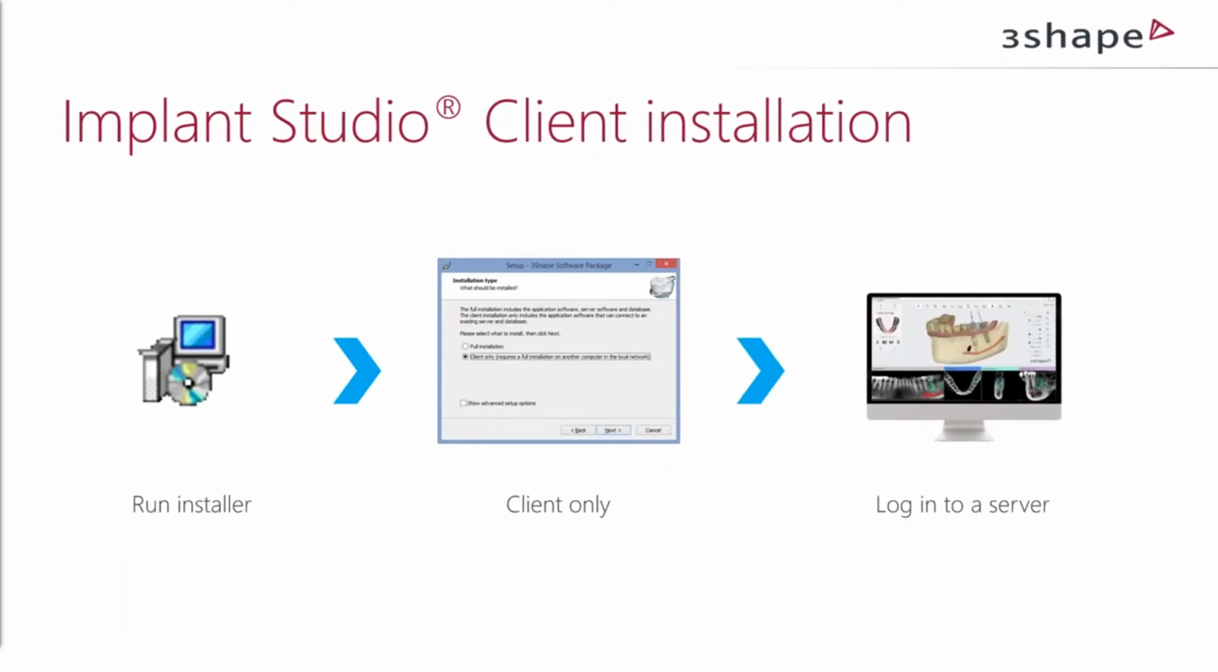Then installing the client is even easier. We simply run the installer on a client PC, choose client only, and then just follow the instructions in the setup wizard by clicking next, next, next. Then when we start the application, we should log in to the server PC. So this is how it works. I will show the installation process briefly later on.